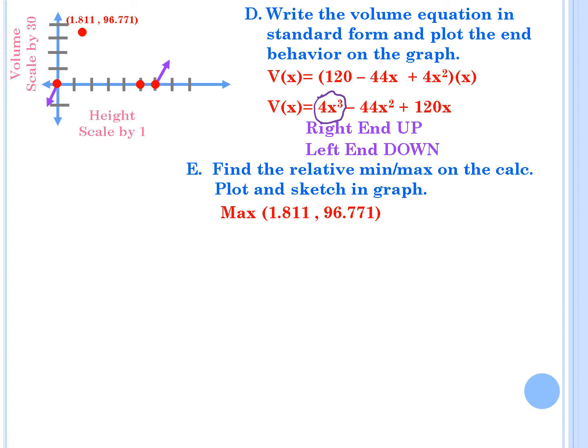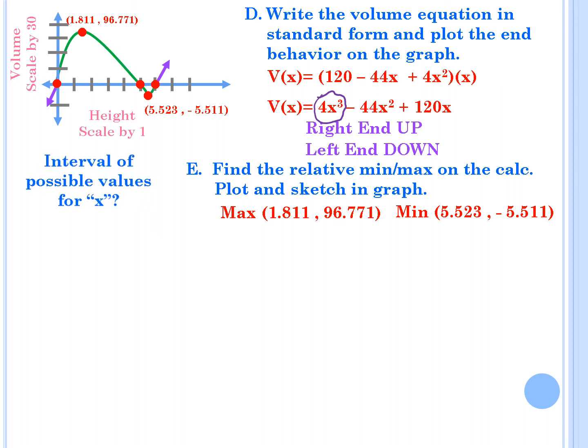Then I'm going to repeat the process for the relative minimum. And I find out that the relative minimum is 5.523 and negative 5.511. So again, round it, yeah, 5.5 and negative 5.5. And again, because my scale is in 30s, that's going to be really super close to the x-axis because I'm scaling by 30s on the y. Now we're going to do a fancy game of connect the dots.